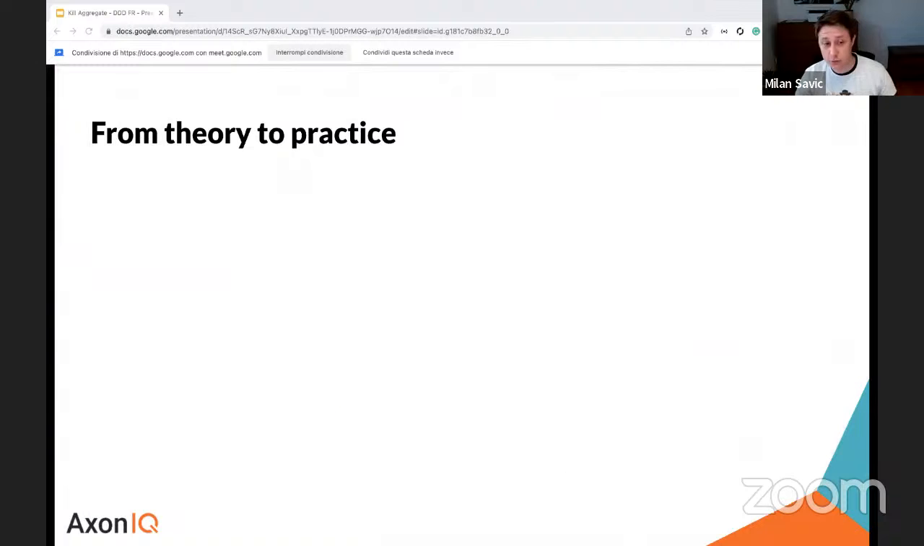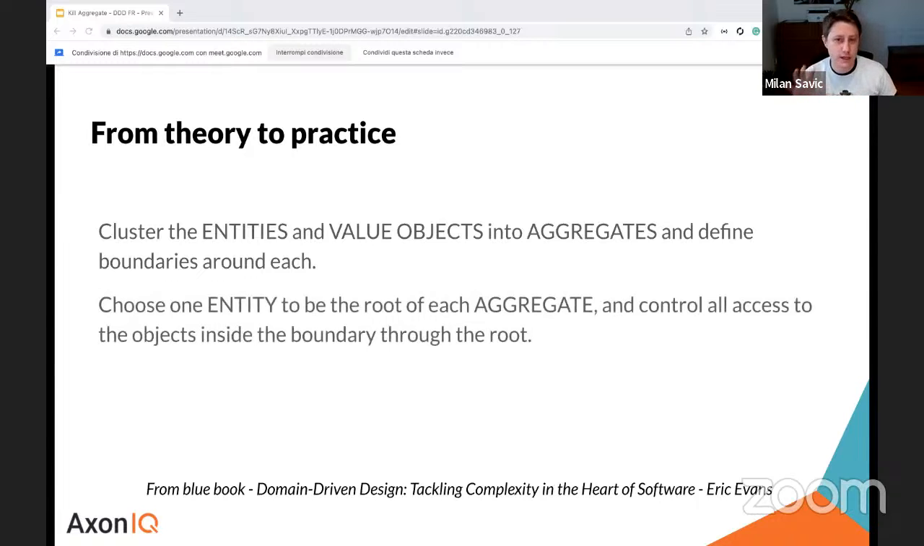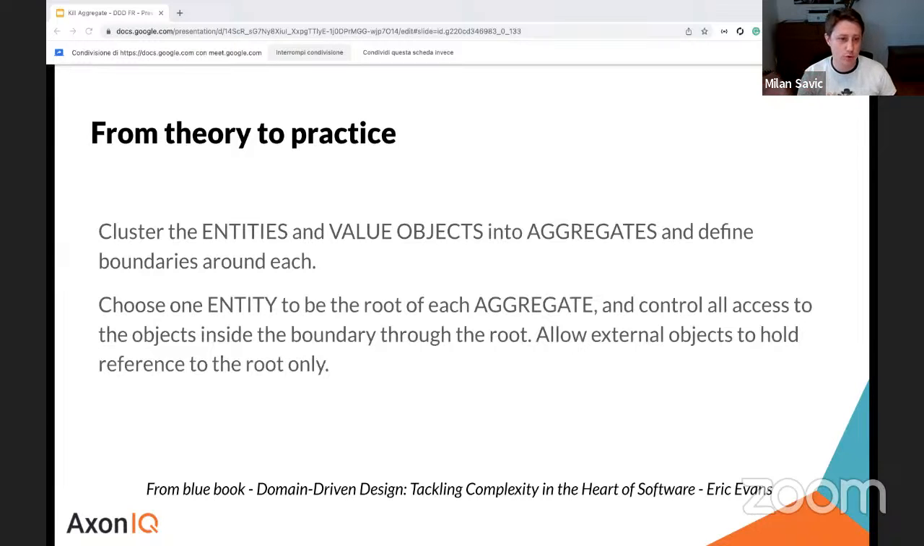Let's try to consult the blue book again. What is written there? Cluster the entities and value objects into aggregates and define boundaries around each. Choose one entity to be the root of each aggregate and control all access to the objects inside the boundary through the root. Allow external objects to hold references to the root only.